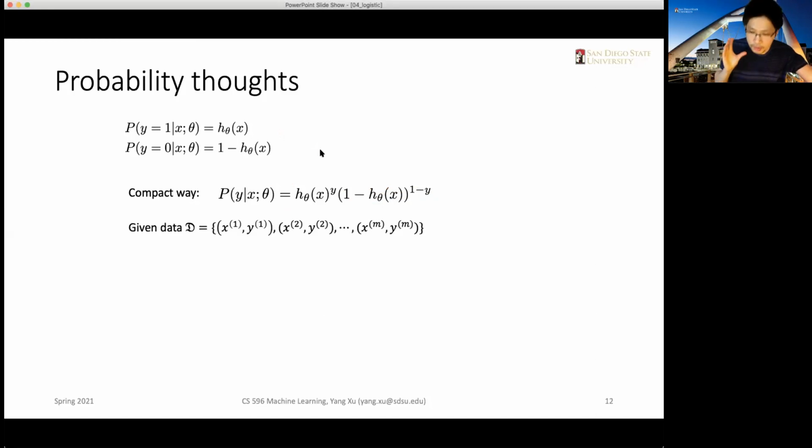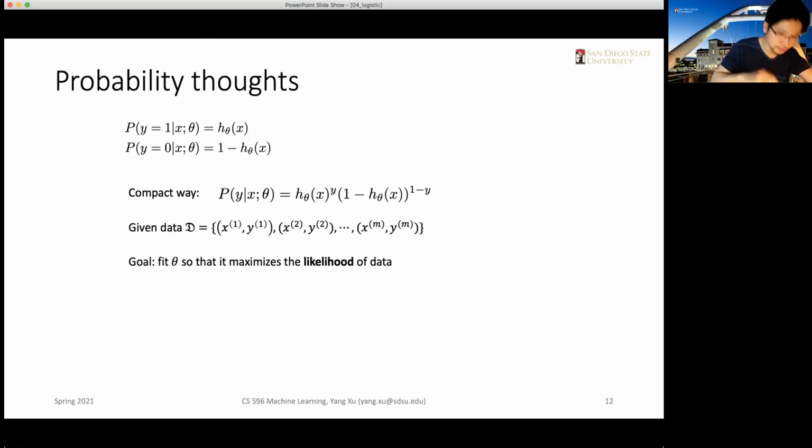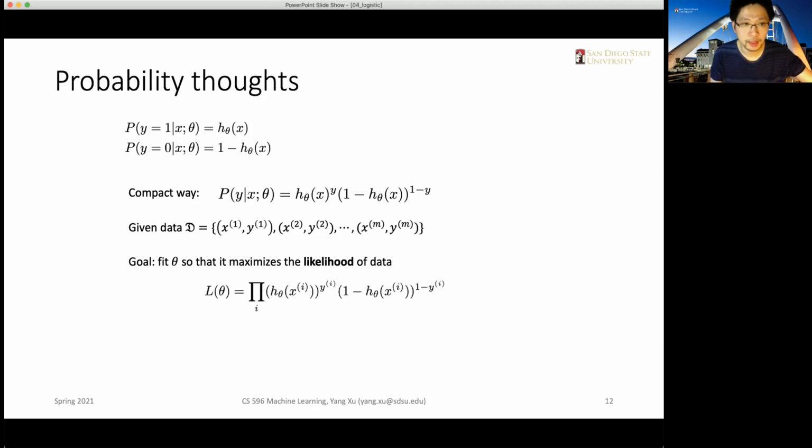So given a data set that contains m examples, we fit our parameters so that the parameters can maximize the likelihood of the data. Okay, so what we mean by likelihood, the likelihood is just the probability given the data points.